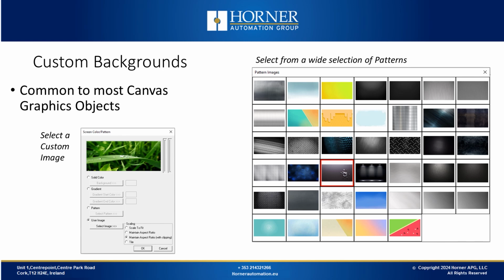You can also import your own images to use for object backgrounds, and you can manipulate the image to fit your object with options such as scale to fit and maintaining the aspect ratio of the image. You can also choose to tile an image if you have a really small image that you would like to use as a pattern for a background. So you have a lot more control over your object backgrounds than ever before.